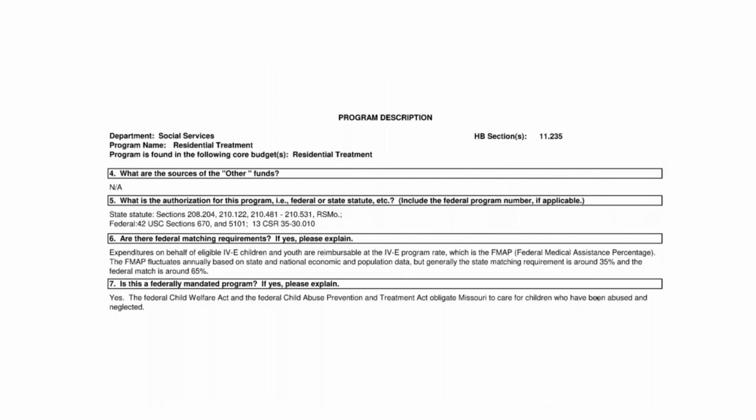Before we jump over to the Red Book, as I mentioned, other information in the budget book that isn't in the budget bills. What's the authorization for this program? Is it federal, state statute? This is extremely helpful if you want to make sure that we're going about things in the way that they were intended, or the way the law was passed. Again, are there federal matching requirements and the explanation of those?